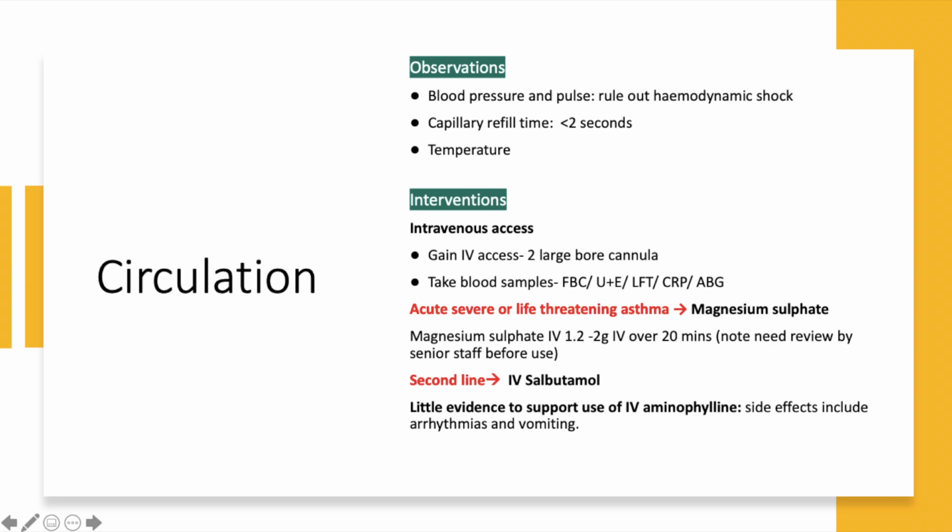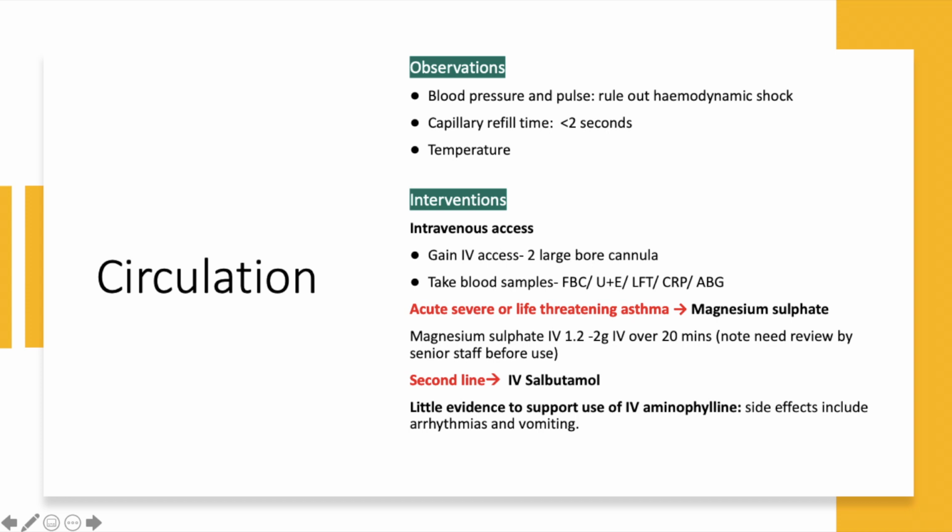And now back to our mnemonic again. We had reached T, which is our theophylline. Actually, there is little evidence to support the use of IV aminophylline, and the side effects tend to be quite nasty and include arrhythmias. So this isn't routinely used in clinical practice anymore.